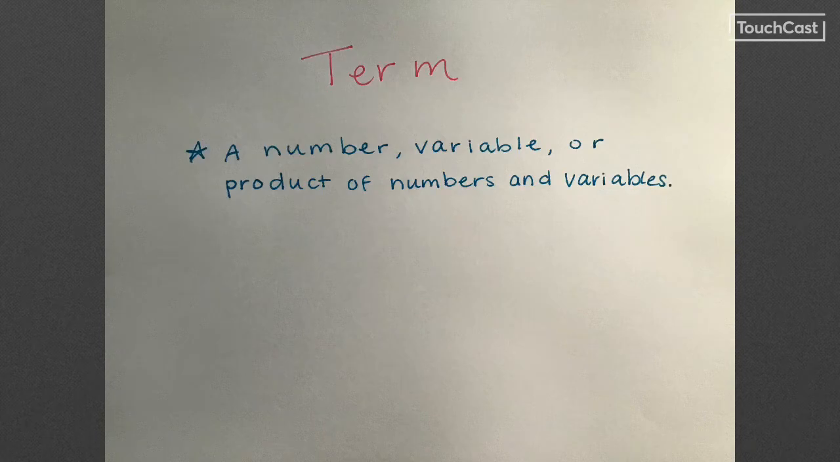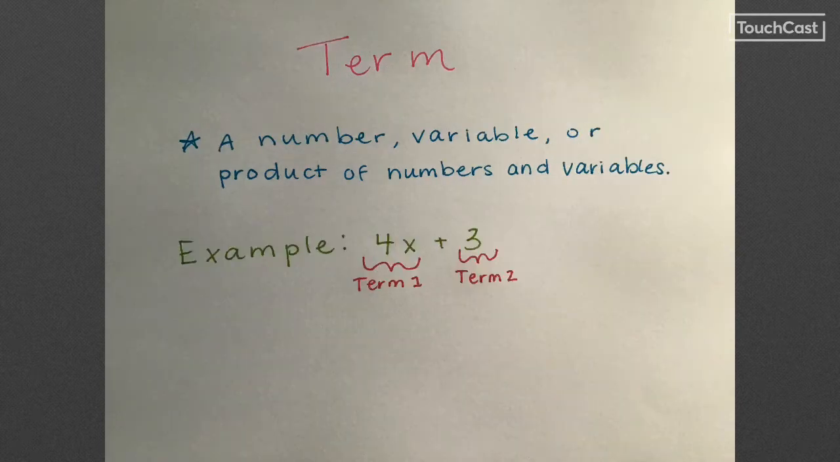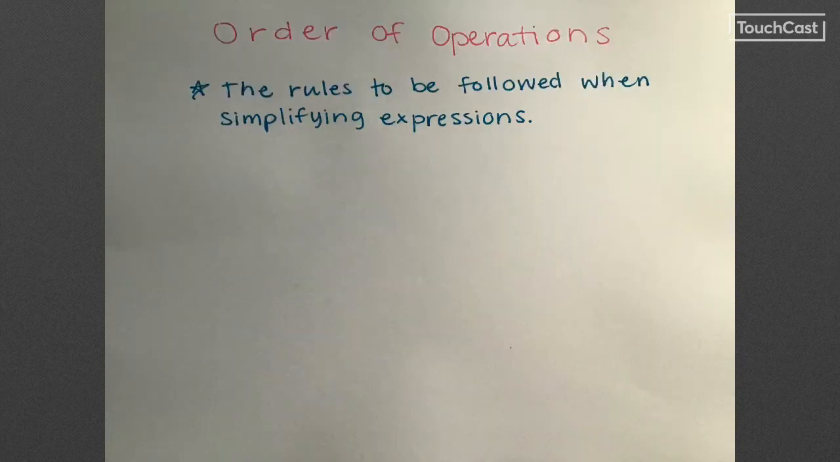Next, let's talk about a term. A term is a number, variable, or product of a number and variables. In our example, 4x plus 3, there are two terms. The term 4x is a product of a number and a variable, so that is one term put together. And then 3 is the second term. So this problem has two terms. 4x is a term and 3 is a term.